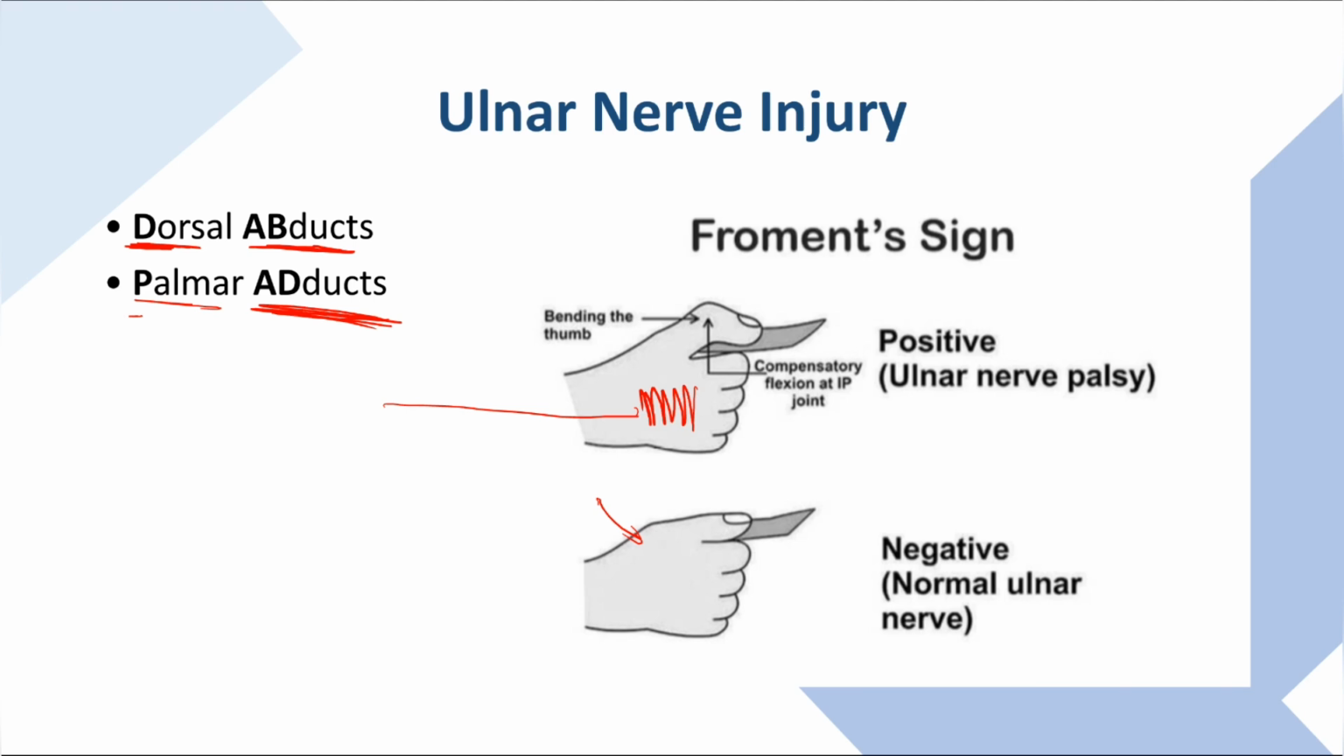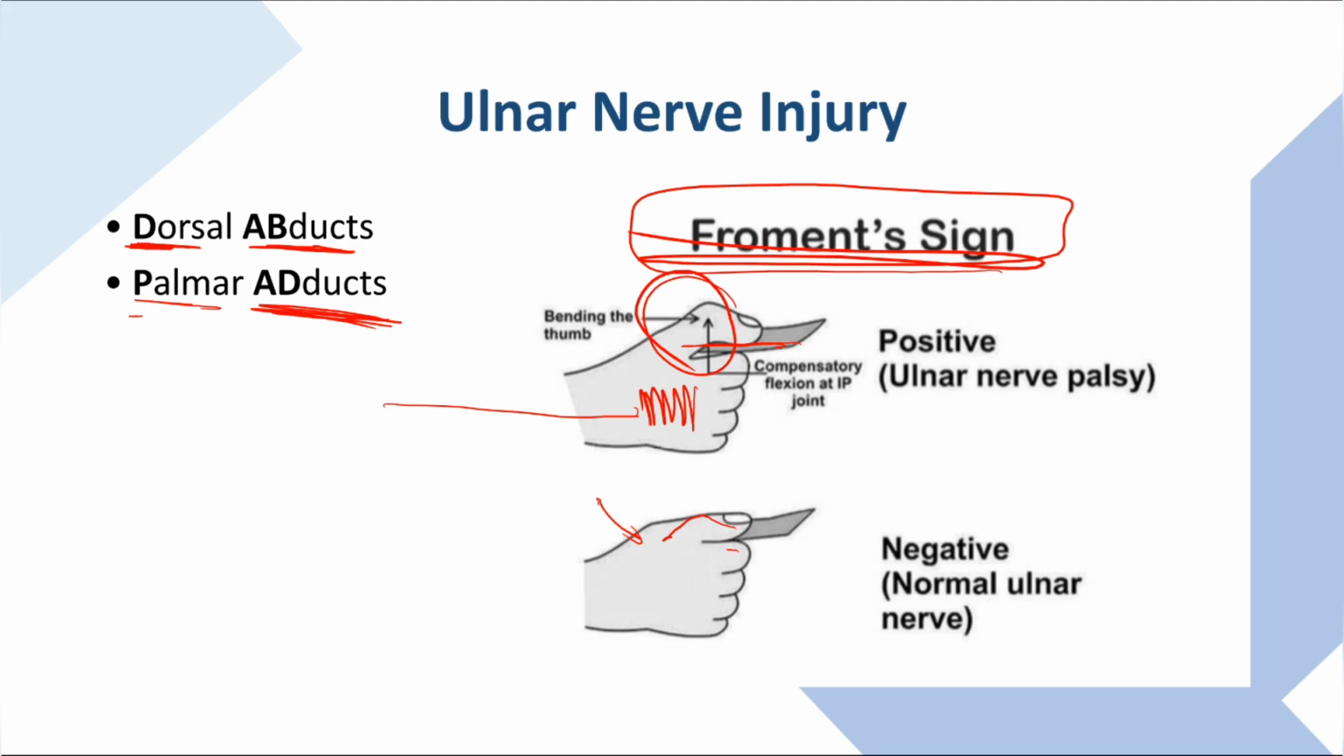Another important sign to uncover ulnar nerve injury is Froment's sign. This is very important when the patient wants to fix a piece of paper or anything else between their thumb and index finger. Normally there will be no bending of the thumb, but if the thumb is bent, it means that there is ulnar nerve palsy.